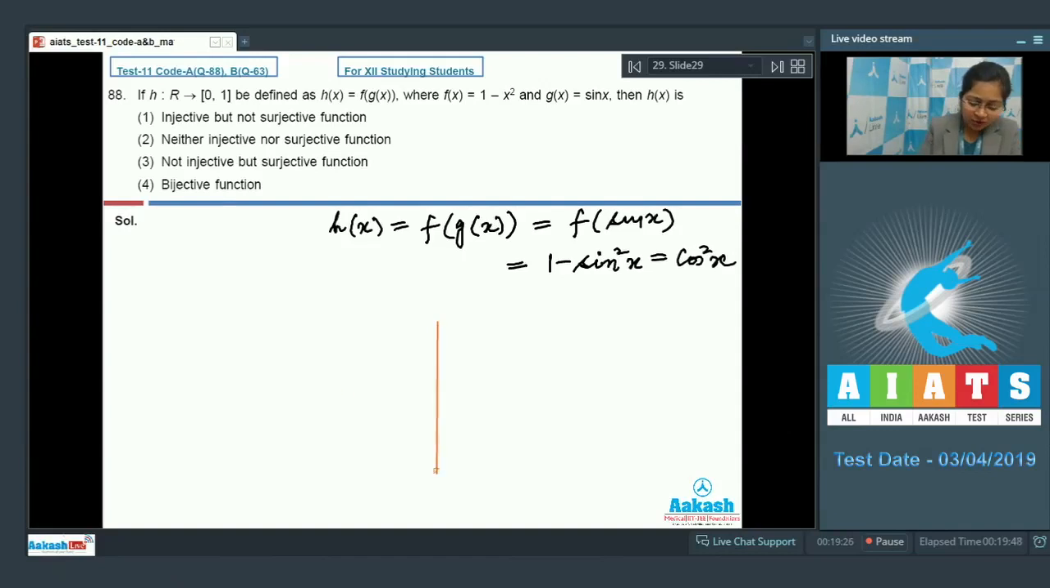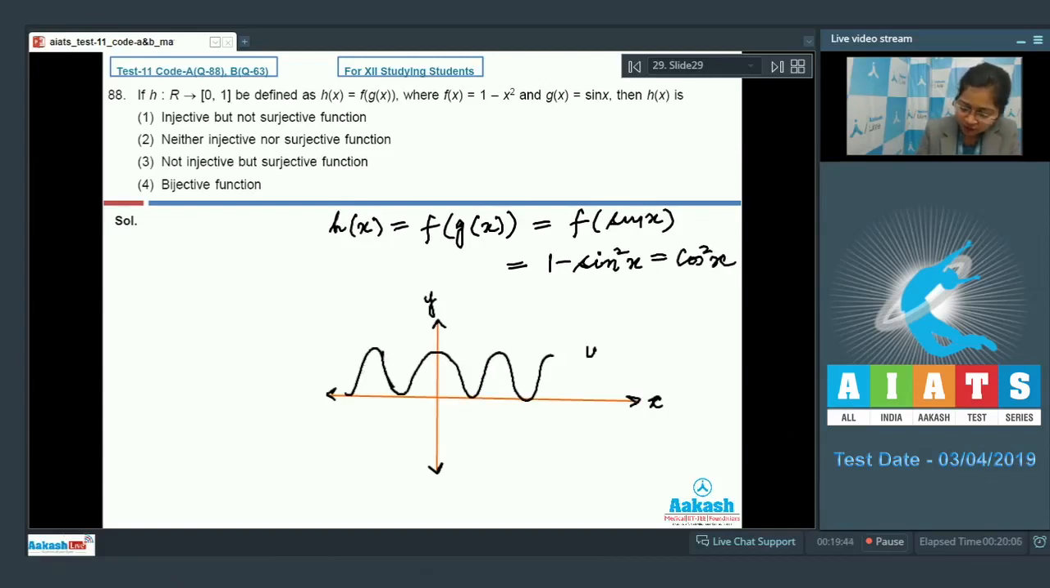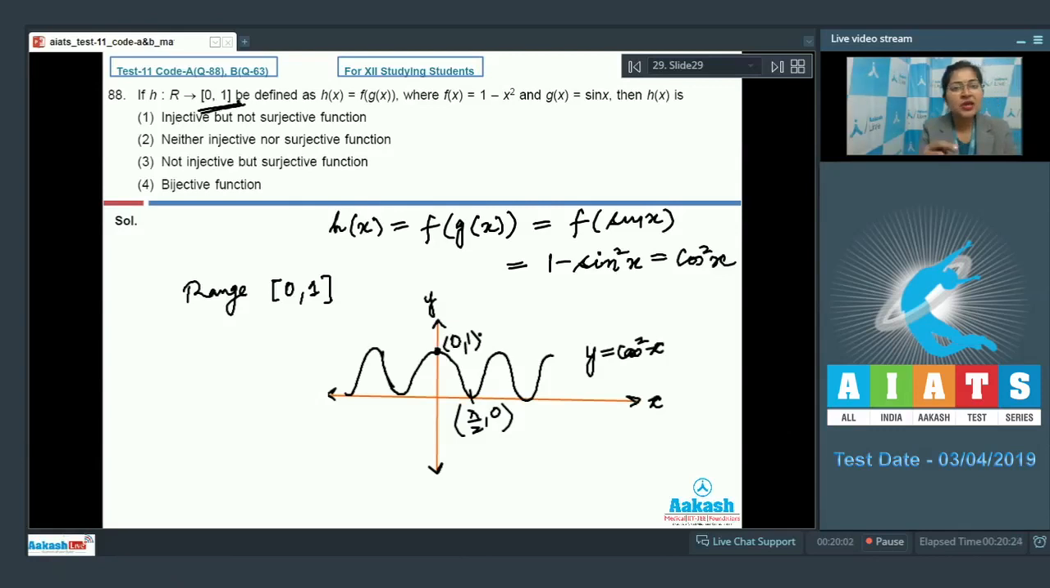Now let us plot the graph of cos square x, which will be something like this. The whole graph will be positive. So here this point is (0, 1). So we can say that the range of the function h(x) will be [0, 1], and here the codomain is also given to be the same.